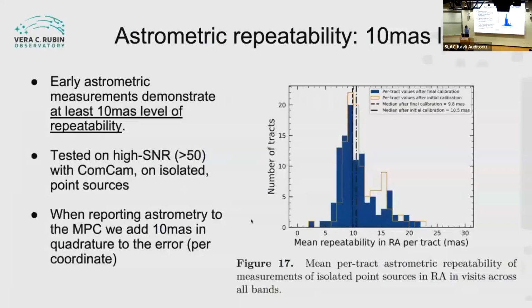So here's astrometry. Astrometric measurements are repeatable to something like 10 milliarcseconds. This is a distribution for bright sources. The width of the distribution is on the order of 10 milliarcseconds. So what that means is if you have a very bright asteroid, and you see scatter, for whatever reason, that is larger than 10 milliarcseconds, it's worth looking at. Hypothetically, it could be a binary.